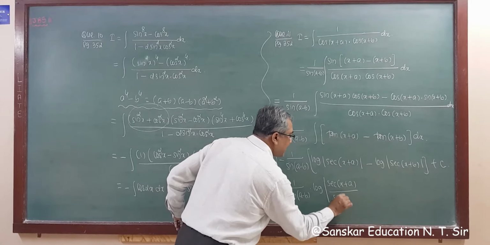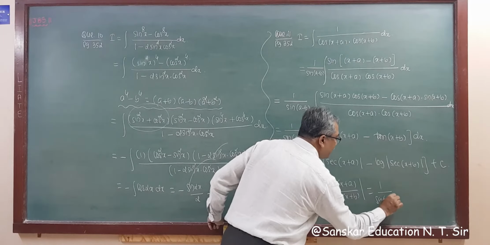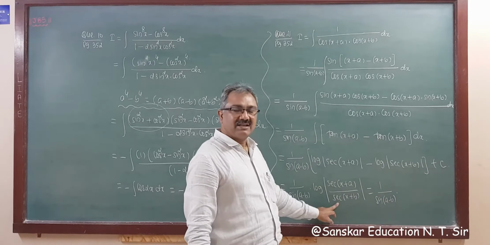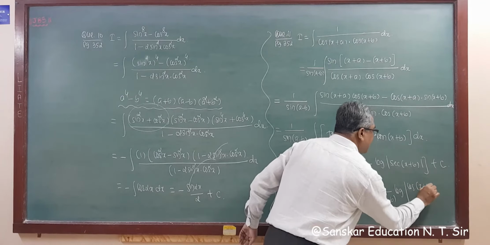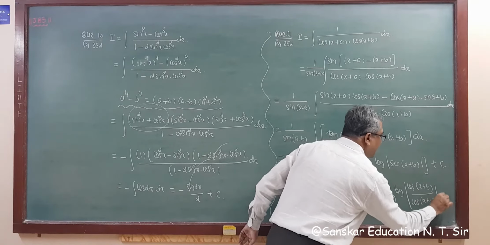Or you can write it like this also: 1 upon sine a minus b, if you want to write in terms of cos, then 1 upon sec is cos. So the answer is log mod cos x plus b upon cos x plus a, plus c.